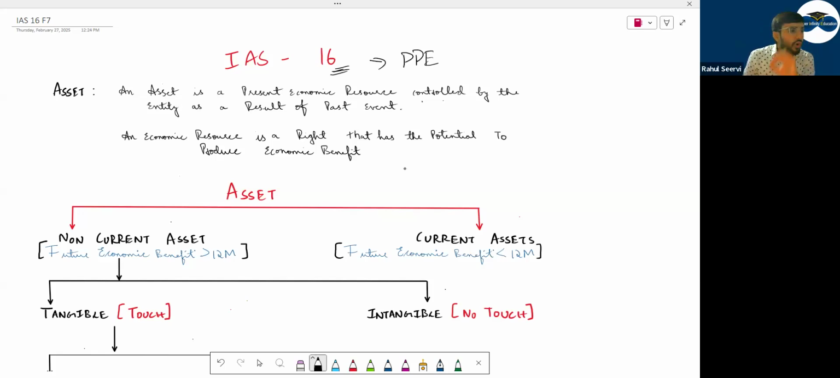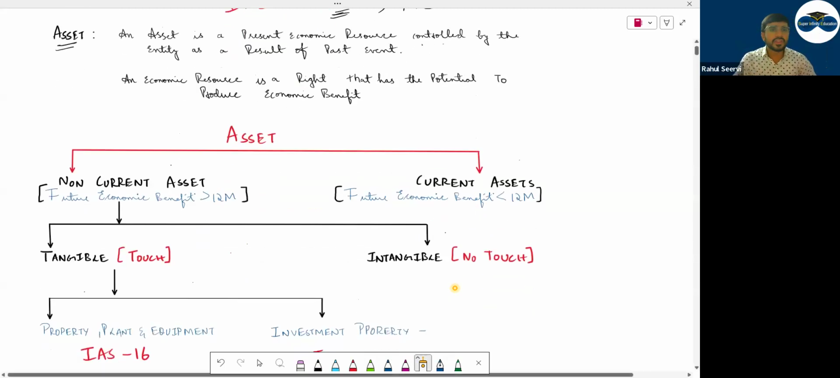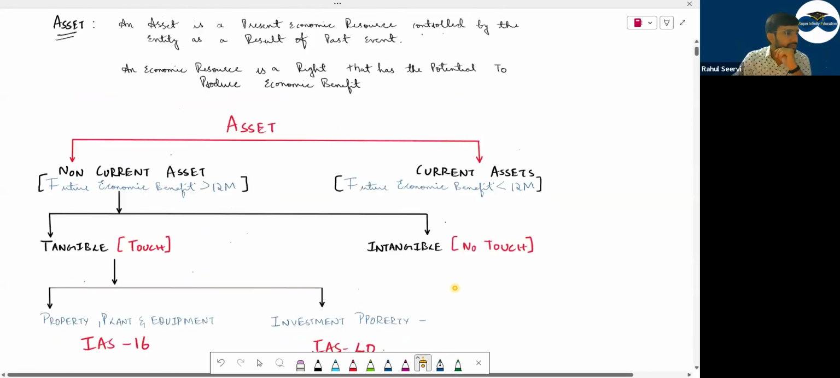Now, can I say we have already covered what is the meaning of asset? Asset is a present economic resource controlled by an entity as a result of past event. Because you have done a past event and you are controlling it. If I say I have purchased a building today, that means I am getting the future economic benefits. I am controlling it, taking all the benefits as a result of past event. Past event is that I have purchased the asset. An economic resource is the right that has the potential to produce economic benefit.